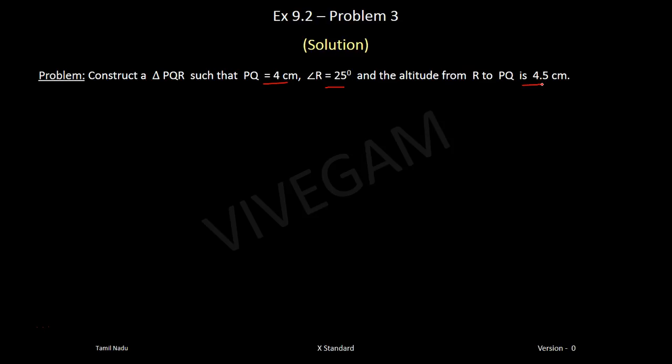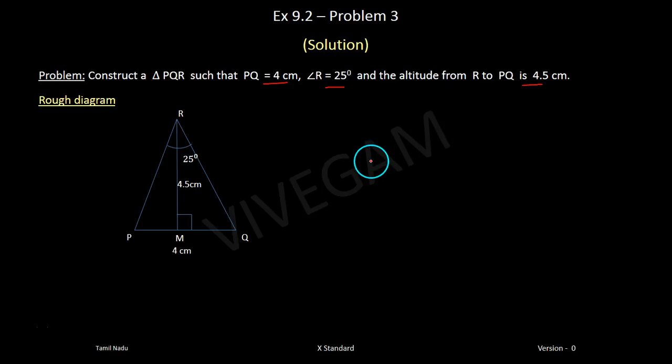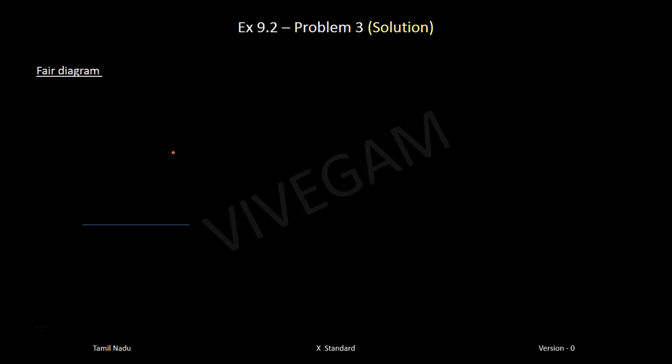Okay. Now it's very similar to the previous problem. There is nothing different. We'll have to just kind of redo the whole thing. So basically PQ is 4 cm and the angle R, that is PRQ equal to 25 degrees and the altitude is 4.5 centimeters. Exactly the same problem. It's a repeat problem. So let's get going.